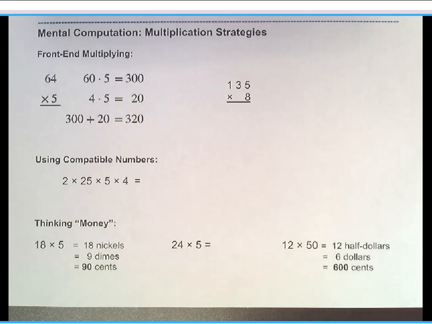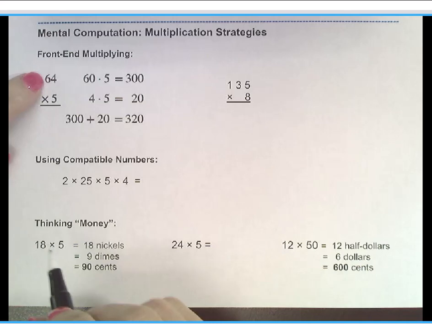Now we're going to look at some multiplication strategies that you can do in your head. So, mental computation. And remember, because we're writing down these mental strategies on paper, it's going to look weird. Remember, this is what you would do if you were trying to multiply in your head in a pinch. Let's say you didn't have a calculator and you didn't have anything to write with.